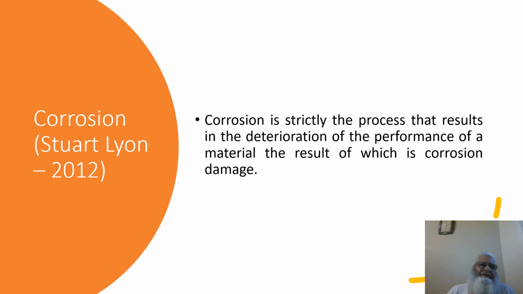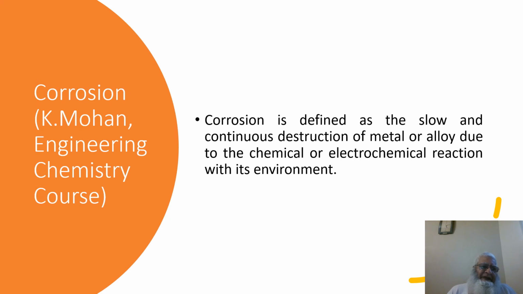This definition comes from Stuart Leon in 2012. It states corrosion is strictly the process that results in the deterioration of the performance of a material, the result of which is corrosion damage. This definition comes from K. Mohan, who states that corrosion is defined as the slow and continuous destruction of metal or alloy due to the chemical or electrochemical reaction with its environment.